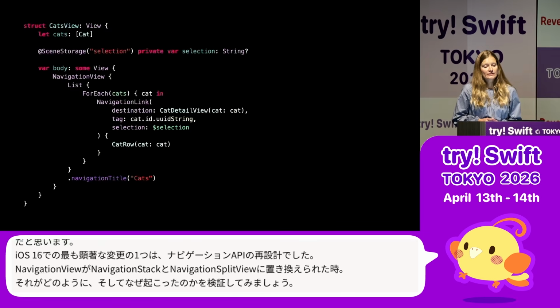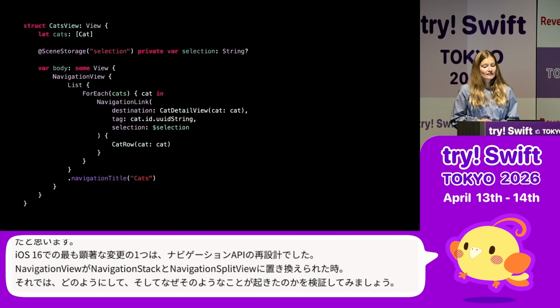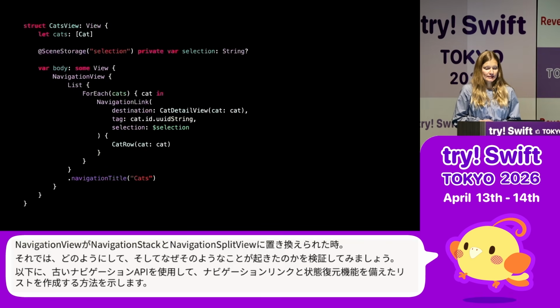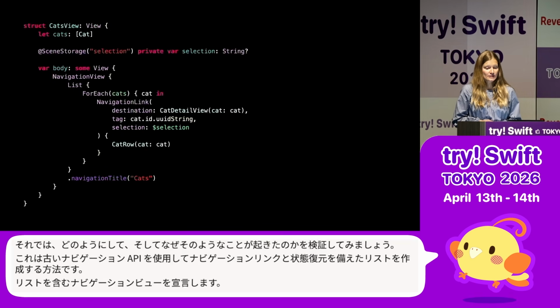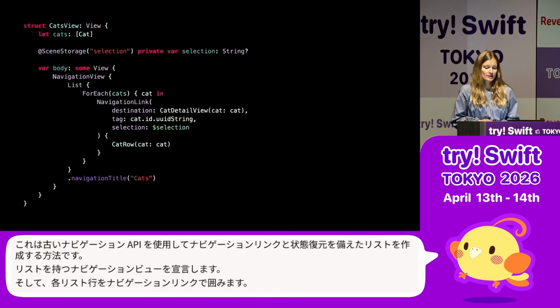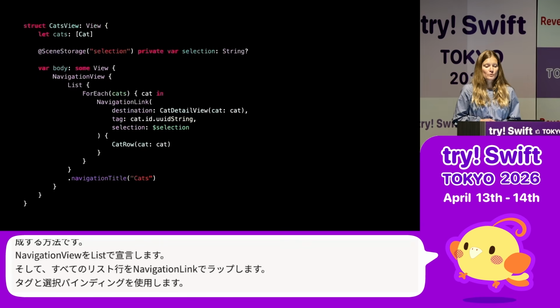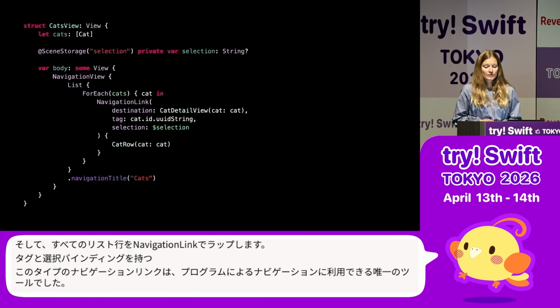Here is how we would create a list with navigation links and state restoration using old navigation APIs. We declare a navigation view with a list, and we wrap every list row into a navigation link with a tag and a selection binding. This type of navigation link was the only tool we had for programmatic navigation. In this example, we are using it for state restoration from scene storage.